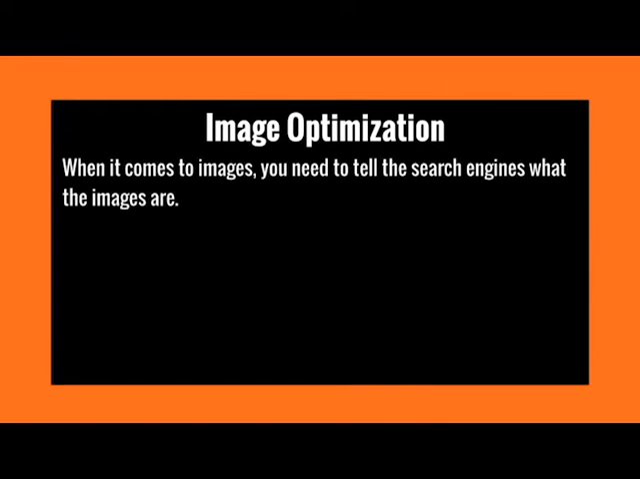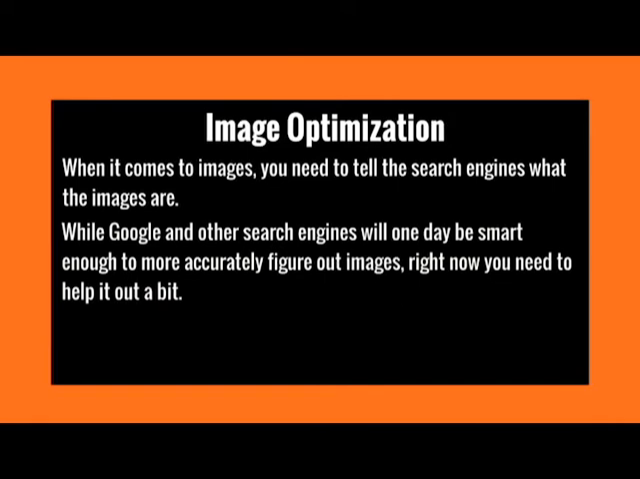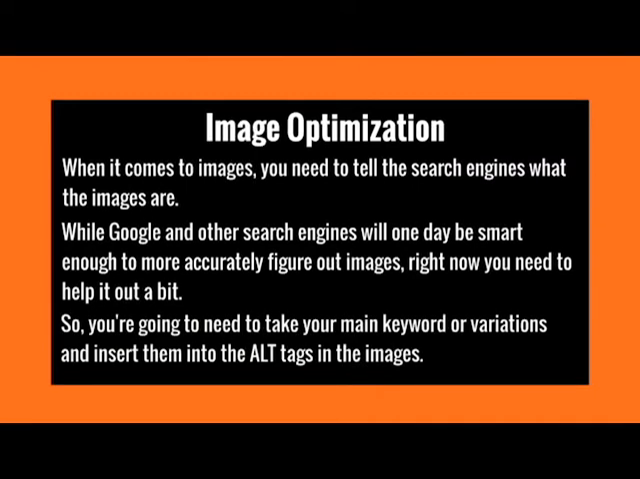We're going to talk about image optimization today, or in other words, how to make your images more search engine friendly. You see, when it comes to images, you need to tell the search engines what the images are about. They're not really going to know off the bat what the images are. Now, there are ways that Google can figure out the image, which we'll talk about in just a second. Maybe one day search engines will be smart enough to figure out what images are about. But right now, you need to help them out just a little bit. Give them the kickstart that they need.